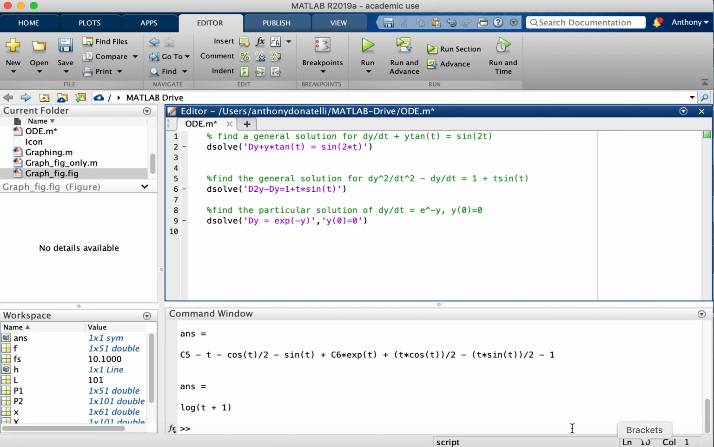So hopefully that covers ODEs. I went over a couple things as far as first order versus second order versus general solutions and particular solutions. So hopefully that covers the scope of what I wanted to get across, which it does.